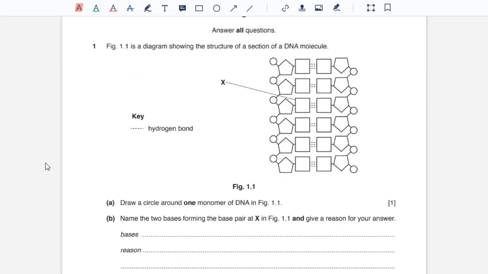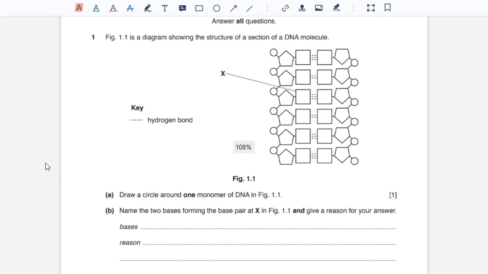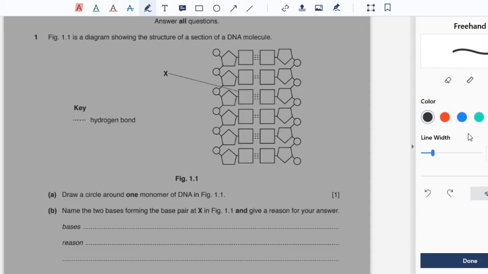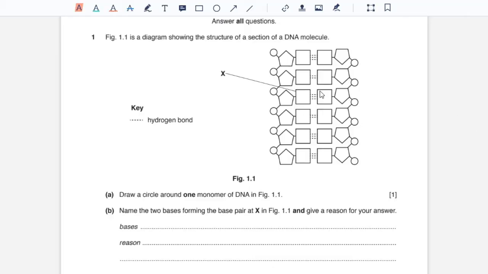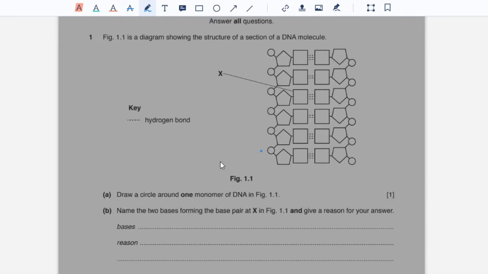Question 1. Figure 1.1 is a diagram showing the structure of a section of a DNA molecule. A, draw a circle around one monomer of DNA in Figure 1.1. A monomer of DNA would be a nucleotide, since DNA is the polymer. Now I'll be circling this bottom left nucleotide over here. You can circle any one.